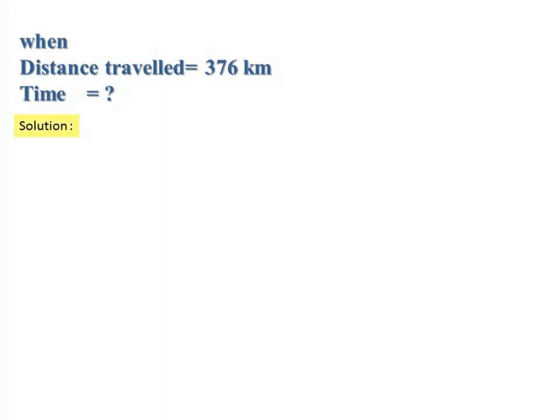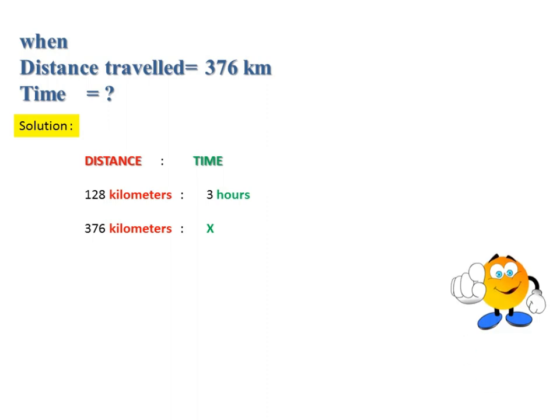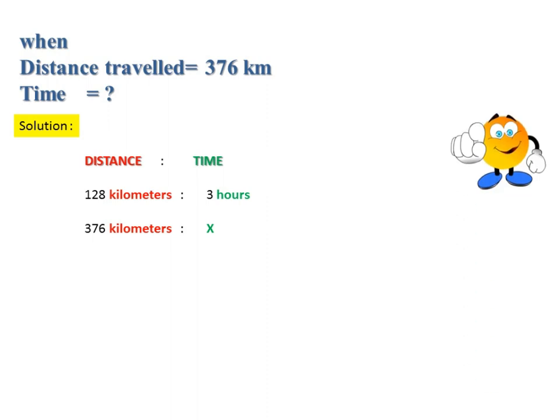When distance traveled is 376 kilometers, what is the time? How much time will it take? In the solution, we will be writing the relationship between distance and time in ratio form. When the distance was 128 kilometers, time taken was 3 hours. They will be written in front of one another. And when the distance covered was 376 kilometers, the time was unknown. This unknown is what we are supposed to find out.